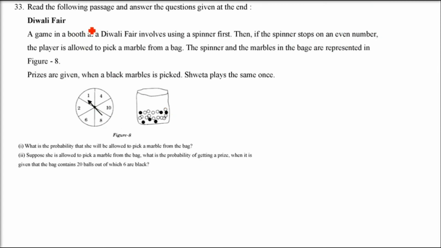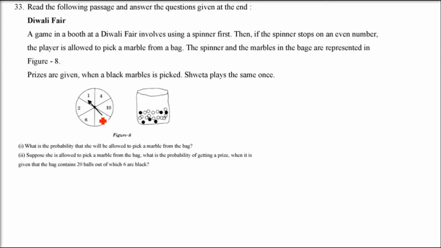Read the following passage and answer the questions given at the end. So this is Diwali fair. In the Diwali fair, a game in a booth at a Diwali fair involves using a spinner first. So there is a spinner. So you know there's a marker or there's an arrow. You spin it and it stands or it will be still somewhere after revolving.